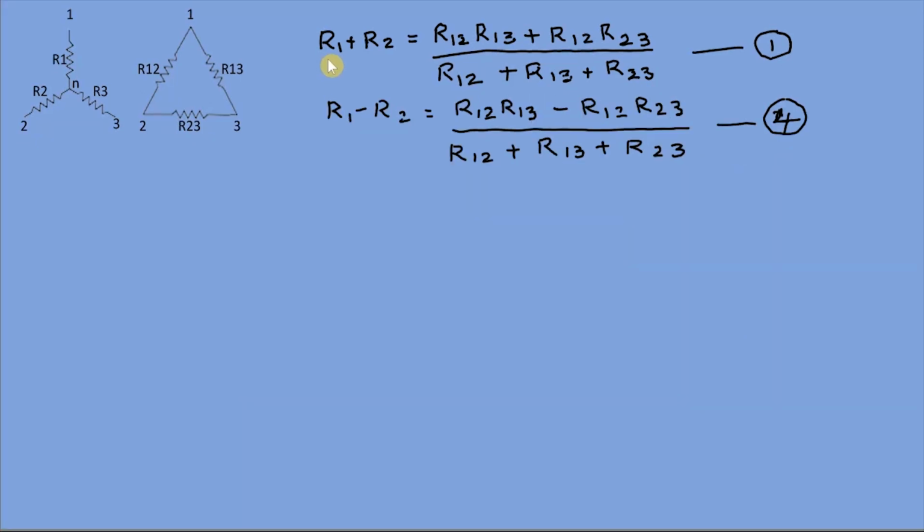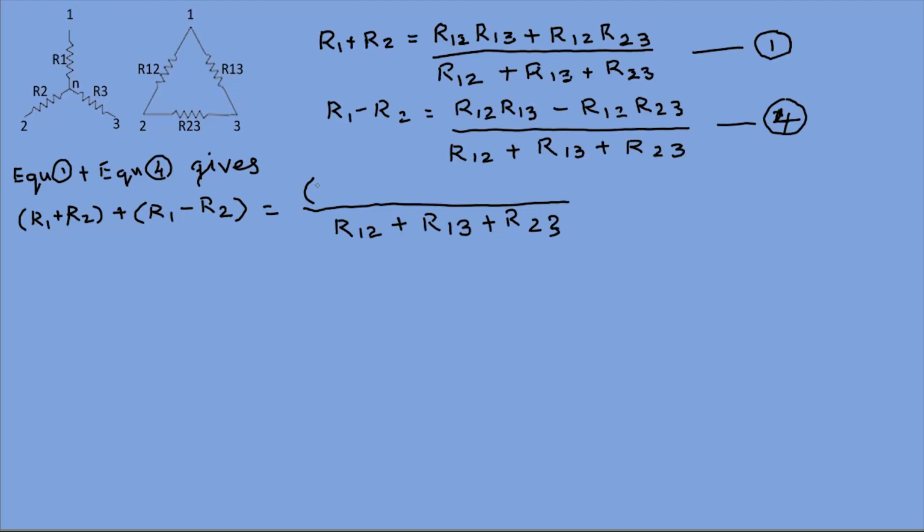The first equation was R1 plus R2 is equal to R12 R13 plus R12 R23 divided by R12 plus R13 plus R23. So now we got R1 minus R2 is equal to R12 R13 minus R12 R23 divided by R12 plus R13 plus R23. Adding equations 1 and 4 gives R1 plus R2 plus R1 minus R2 is equal to, in these two equations, denominators are R12 plus R13 plus R23. So the LCM comes R12 plus R13 plus R23.